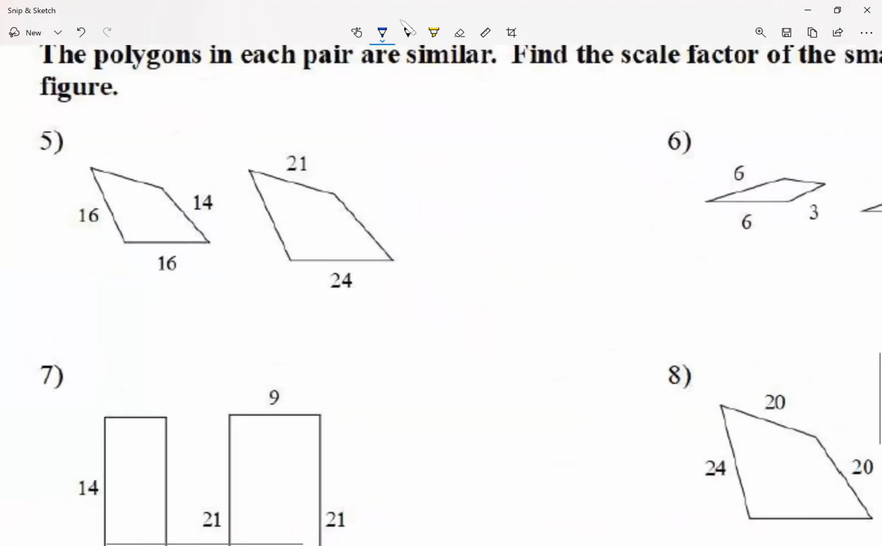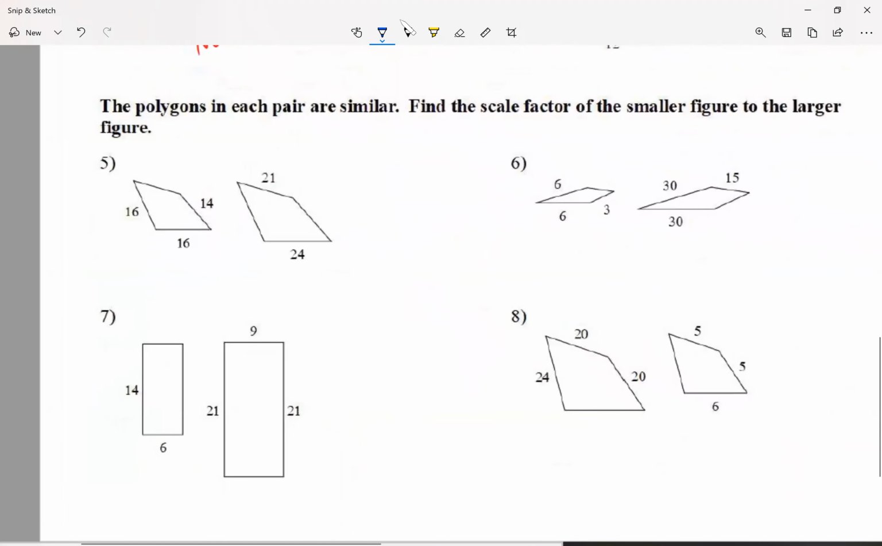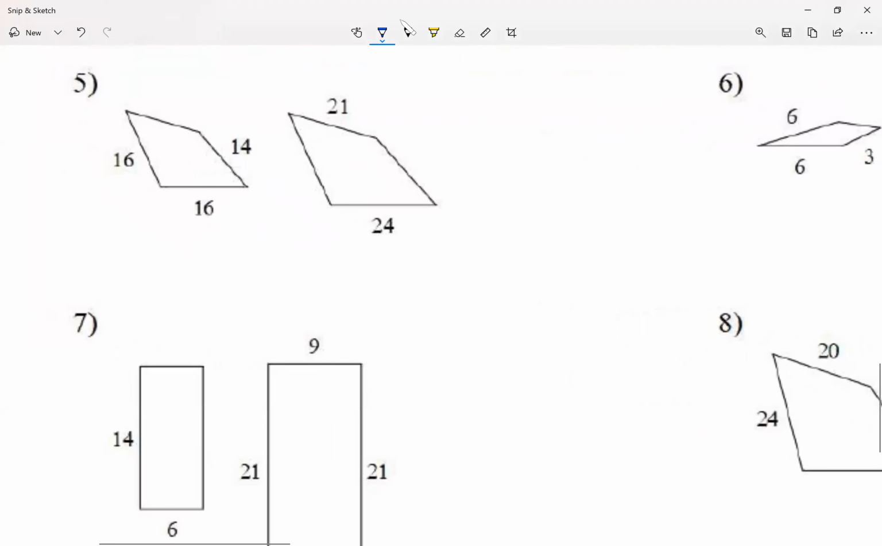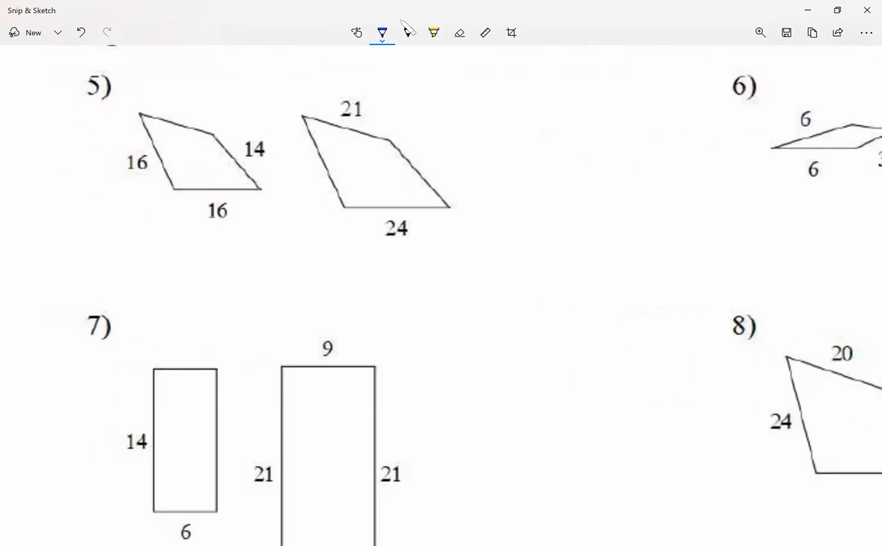Now here for number 5, the polygons in each pair are similar. Ooh, very important thing. The polygons in each pair are similar. So that means that angles are equal, sides are proportional. Find a scale factor of the smaller figure to the larger figure. Oh, very important word here, too. The smaller figure to the larger figure. Order matters. Now, what we're going to be doing, we're going to be comparing a side from the small figure to a side of the big figure. But make sure they're corresponding sides.